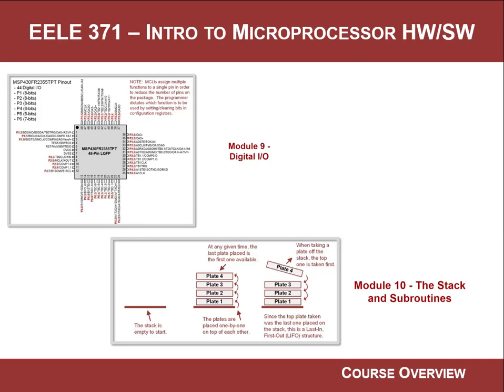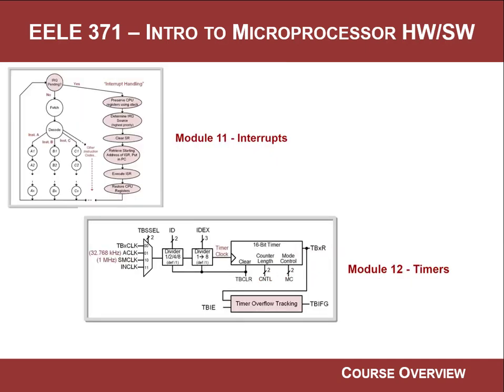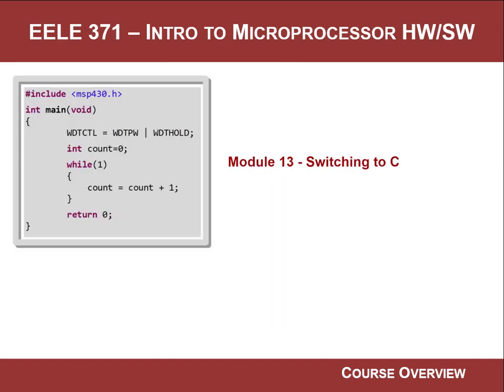Then we come back inside the CPU and we look at the stack and subroutines, how those are implemented. And then we look at the concept of interrupts and how you write interrupt service routines. And then we look at another peripheral called a timer, where we can have a separate device that'll track time for us. Everything through Module 12 is done in assembly language, okay? Module 13, we switch over to C. And in one chapter, we will be able to do essentially everything that we've done in the first 12 chapters of the book, in the language C.